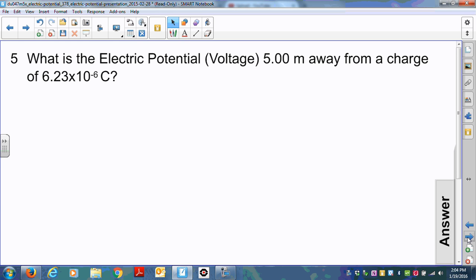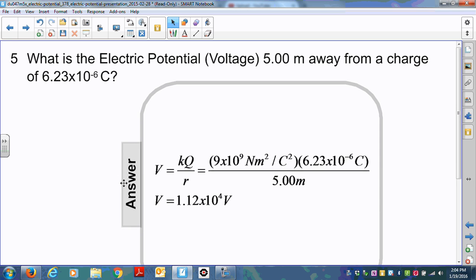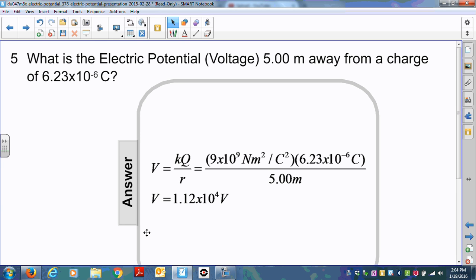What is the electric potential, or the voltage, 5 meters away from a charge of 6.23 times 10 to the minus 6 coulombs? Go ahead and pause the video now and see if you can solve this problem. Okay, so let's take a look at your answer. If you use the equation for voltage, it's kQ over r. Substituting in our numbers, you should have ended up with a voltage of 1.12 times 10 to the 4 volts. If you didn't get that answer, please go ahead and check and make sure that you have your parentheses nested together correctly, or that you're using the EE button on your calculator.